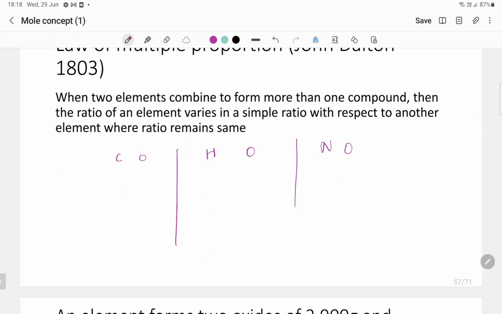Okay, so I'm combining carbon and oxygen. What are the possible compounds? Carbon monoxide, carbon dioxide. With hydrogen and oxygen: H2O, water, and H2O2, hydrogen peroxide, basic level. For nitrogen, you can say nitrogen monoxide, nitrogen dioxide and N2O4, nitrogen pentoxide. So when they combine, just note it, 1:1.